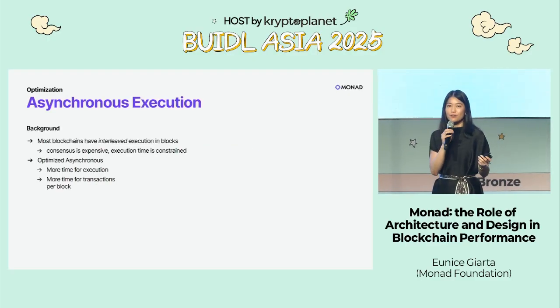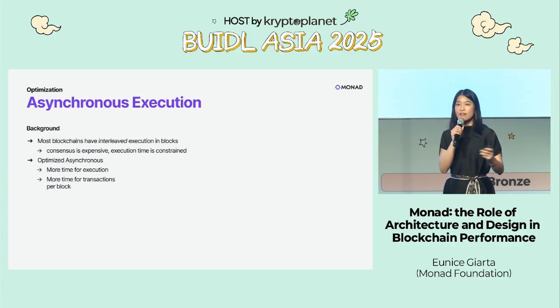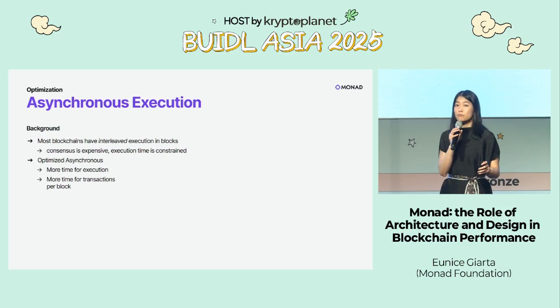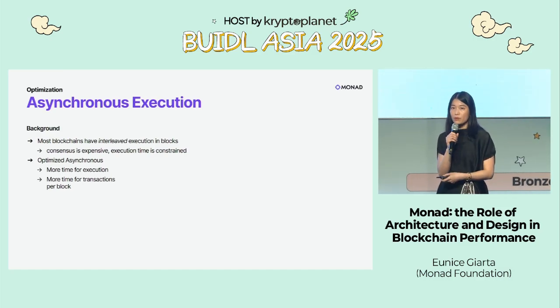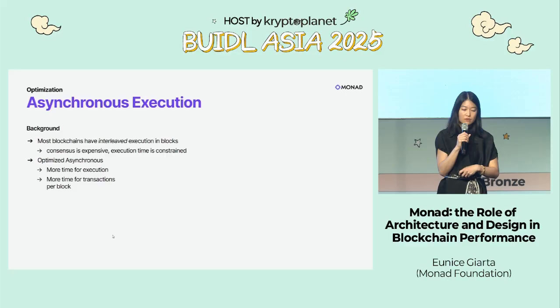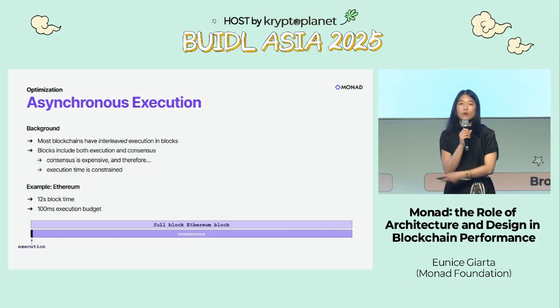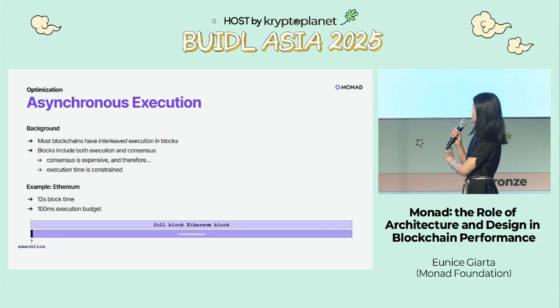So this is also what we call decoupled consensus from execution. And the idea here is that you don't need to interleave both consensus and execution for block production, which is the way that most blockchains currently work today, where you need both hand in hand. Why is this inefficient? Well, again, let's take a look at Ethereum as an example.